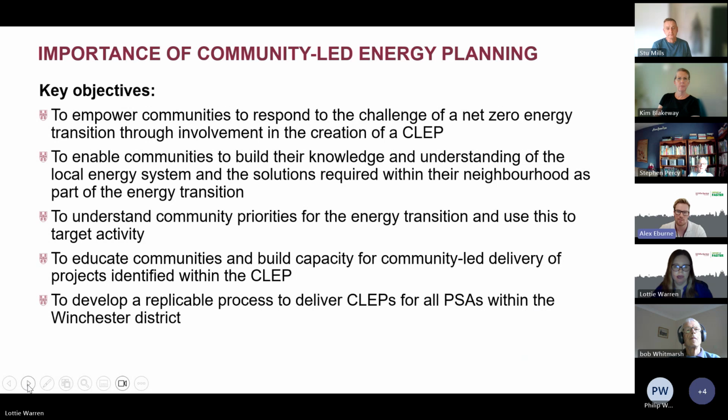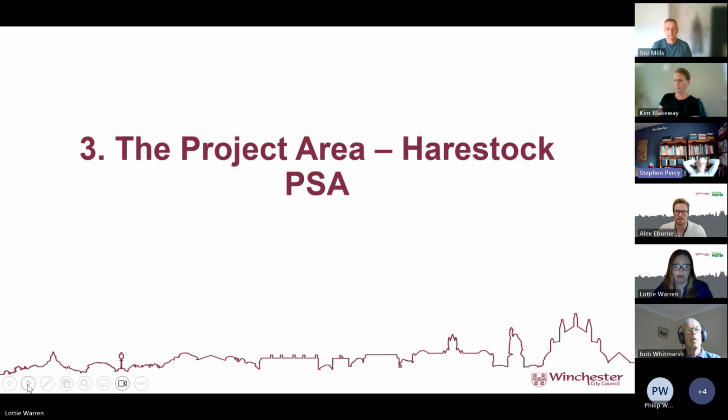And we also want to develop a replicable process to deliver CLEPs for all primary substation areas within the Winchester District. That's our long-term goal. So alongside our Winchester District local energy plan, we'd also want to help communities to develop plans that best represent their needs in their areas too. And I'll pass on to Lottie for the next bit, who's going to provide a bit of a summary of the Harestock primary substation area, which is where we're focusing our community-led energy plan.